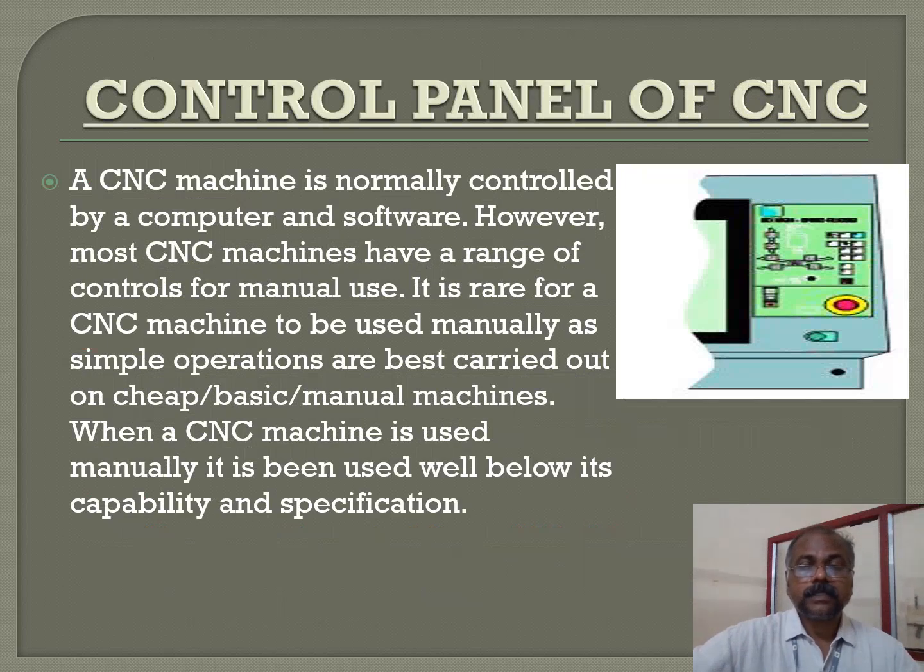So here we see the control panel of the CNC machine. A CNC machine is normally controlled by a computer and software. However, most CNC machines have a range of controls for manual use. It is rare for a CNC machine to be used manually as simple operations are best carried out on cheap, basic manual machines. When a CNC machine is used manually, it is being used well below its capability and specification.